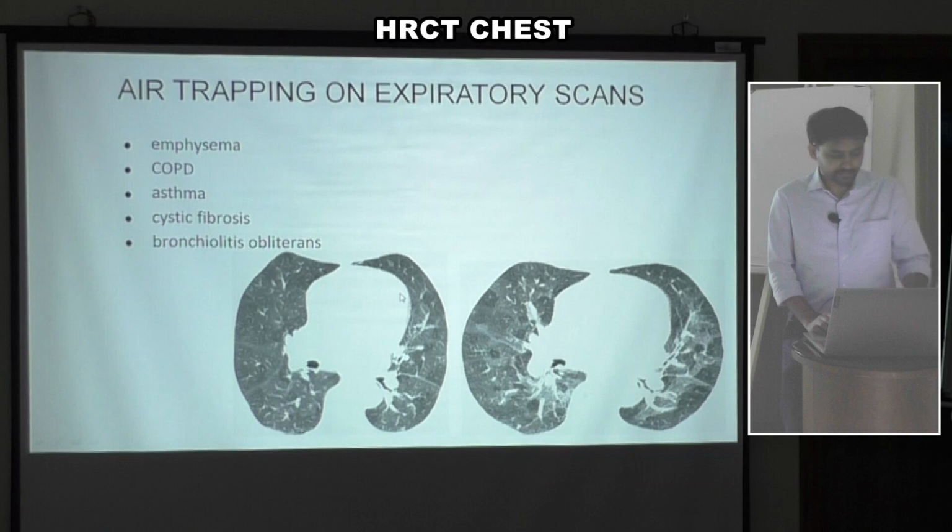And one last slide, air trapping. Where there is obstructive pathology, there will be definite air trapping, which you will see as decreased lung attenuation and an overall mosaic pattern, with mosaic perfusion again. Emphysema, COPD, asthma, cystic fibrosis, bronchiolitis obliterans, all of these have obstructive lung pathology, which leads to overall increased lung mosaic perfusion.